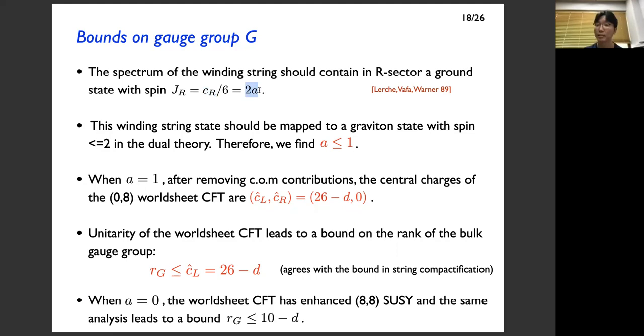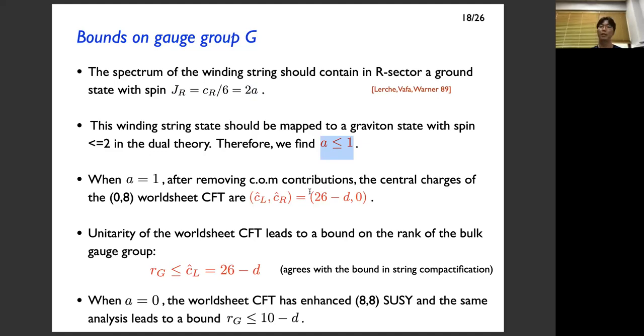And in the previous slide, we said that the distance conjecture triviality exchanges the winding string state with the graviton state, the KK momentum state in the gravity multiplet. But as you know, a graviton state can have spin at most 2. So to have this triviality, this spin should be less than or equal to 2. So it means A should be 1 or 0. So we fixed A by using the distance conjecture together with this result in this paper. Okay. Then A equals 1.